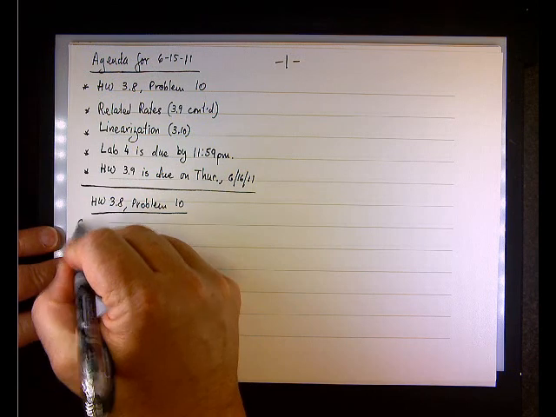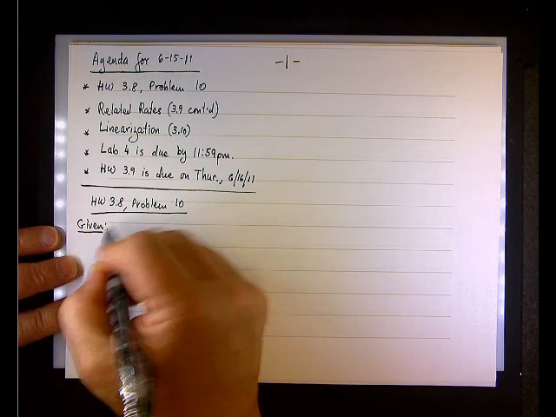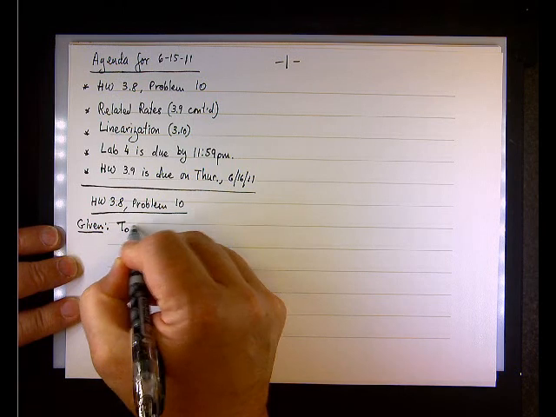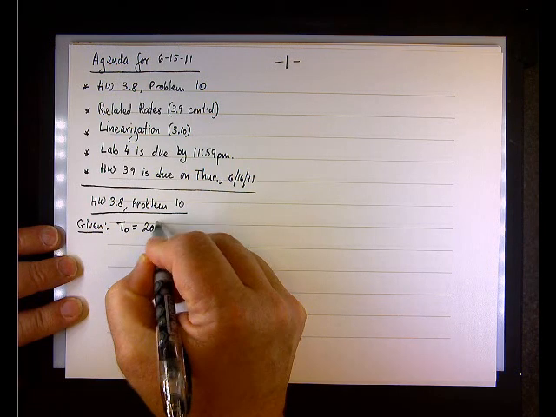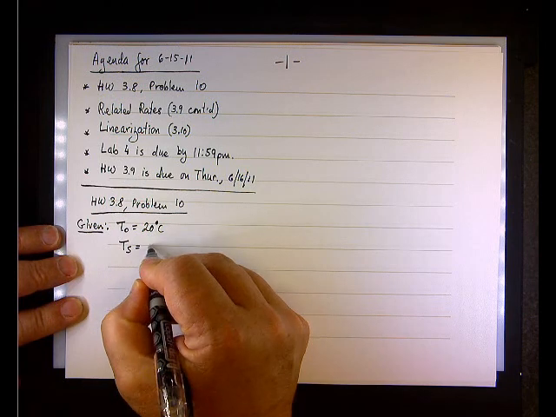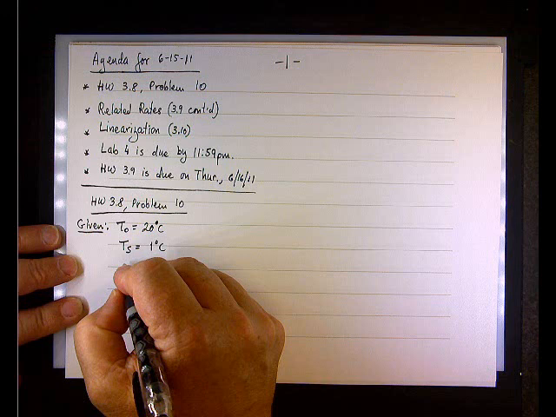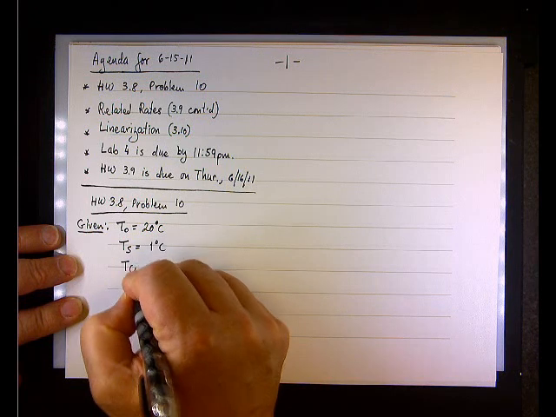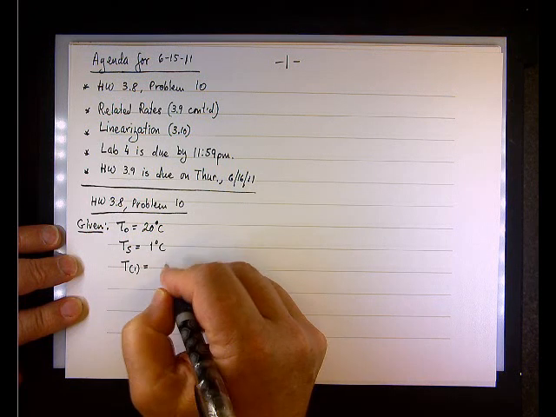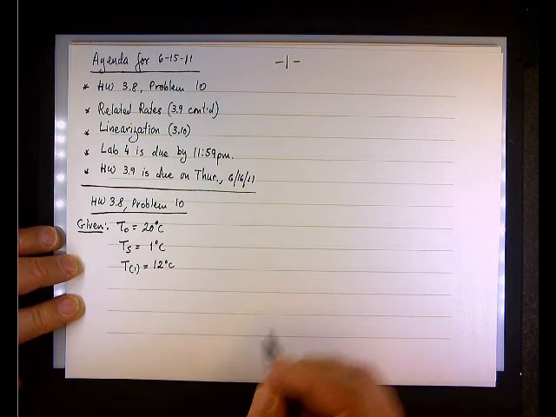So what is the data? What is given to us? If you read carefully, then you realize that the initial temperature was 20 degrees Celsius. The ambient temperature will be 1 degree Celsius, and also that after 1 minute, T of 1 was it 10 or 12? 12 degrees Celsius.